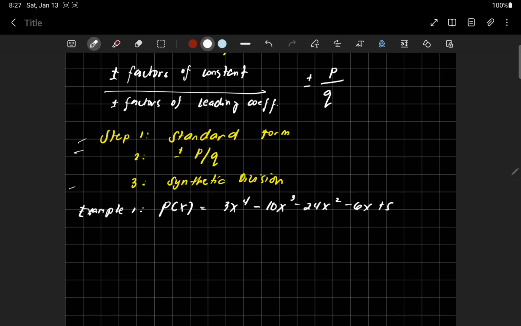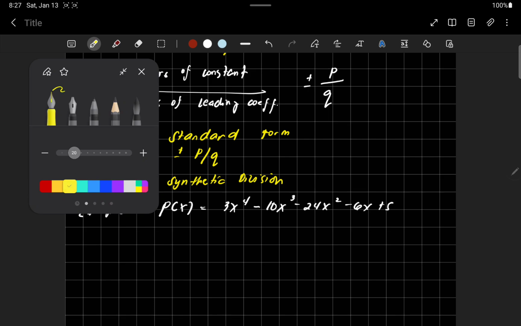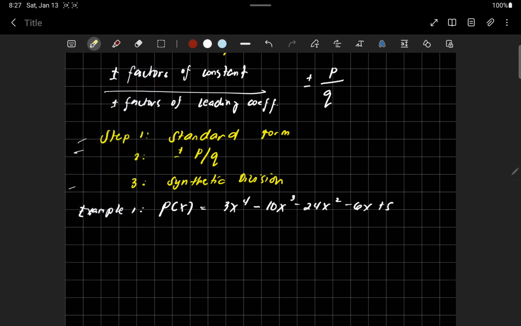Alright, for our first example, given p of x is equal to 3x raised to 4 minus 10x cubed minus 24x squared minus 6x plus 5. Okay, so sabi natin step 1 is writing the polynomial equation in standard form. Since our p of x is already written in standard form, wala na tayong gagalawin sa kanya. Then, let's proceed with step 2, determining all the possible rational roots of our equation.